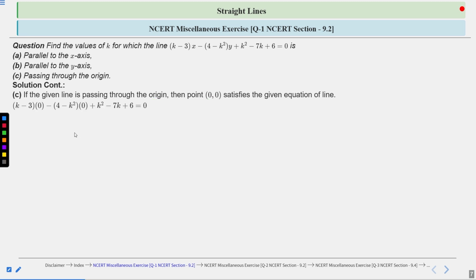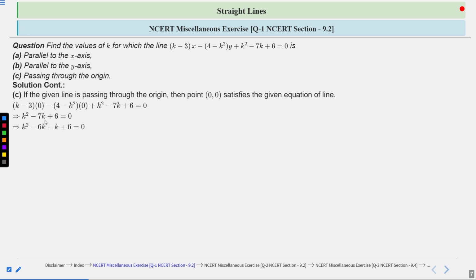So we simply substitute x equals 0 and y equals 0, and we obtain the equation (k minus 3) times 0 minus (4 minus k square) times 0 plus k square minus 7k plus 6 equals 0. Any number times 0 is 0, so we obtain k square minus 7k plus 6 equals 0. Now we can simply factorize this equation and obtain the values of k.